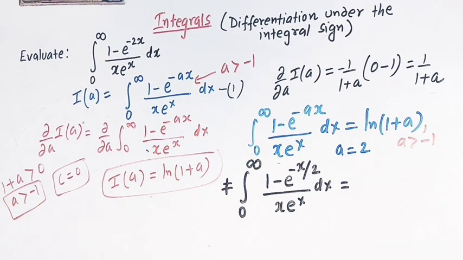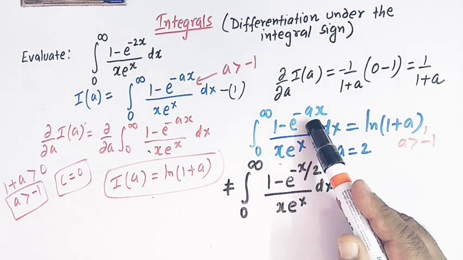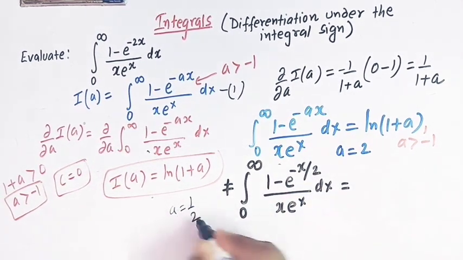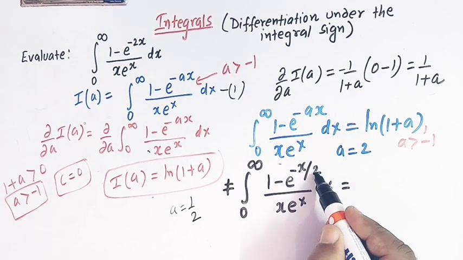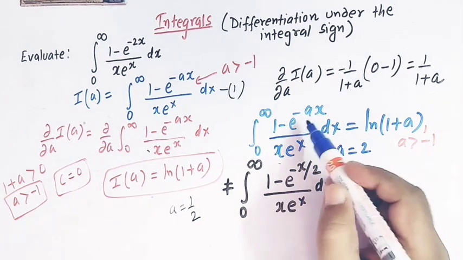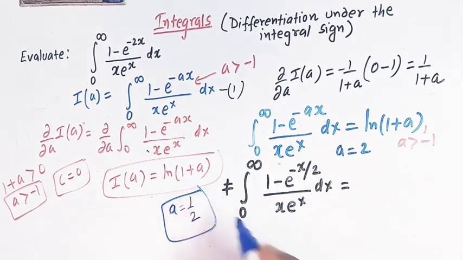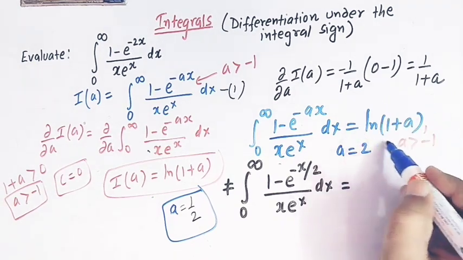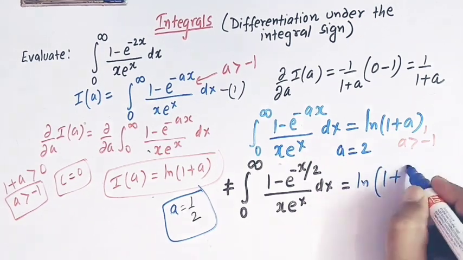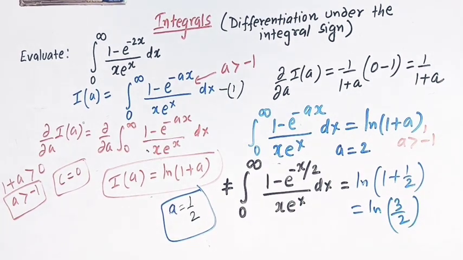Now suppose we have to find the value of this integral, right? So what we will do, we'll compare this integral with this one. So the value of a is equal to 1 over 2, because this is e raised to minus x over 2, this is e raised to minus x. So if we compare this term with this one, then a is 1 over 2. So the value of this integral can be calculated directly with the help of this result. So a is half, so the value of this integral is log of 1 plus half, that is the log of 3 over 2, right?